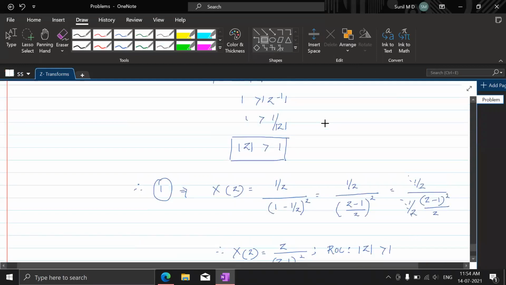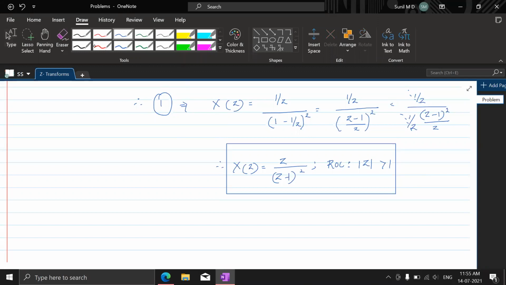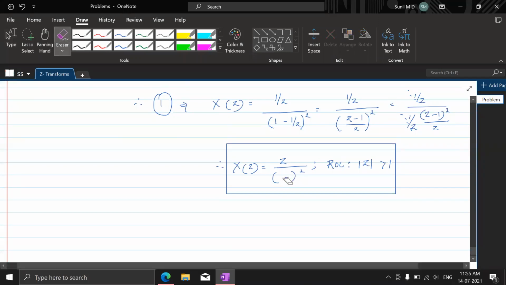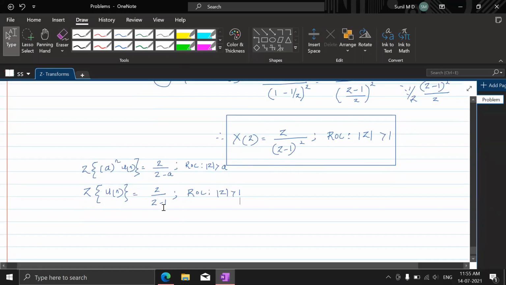Everybody understand this point? Okay, this is the Z transform of the ramp function. Everybody understand that point? This is z by z minus 1 whole square. Okay, let me just tell you, the Z transform of a to the power n u of n is what? z by z minus a with ROC magnitude z greater than a. Okay, so this is z by z minus 1 with ROC magnitude z greater than 1, because a is 1 here. In place of a we have 1.